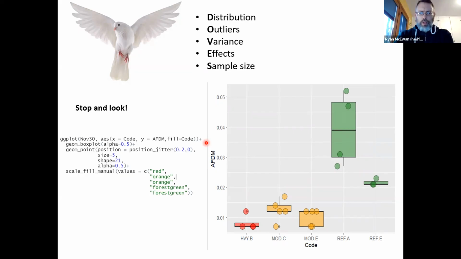Got it? All right. So now, distribution, outliers, variance, effects, sample size. So what's happening here? Well, distributions are pretty tight around the mean or median in all of these cases. I don't see, is this an outlier? Yeah, it looks like you've got a couple of outliers here, but they seem minor.